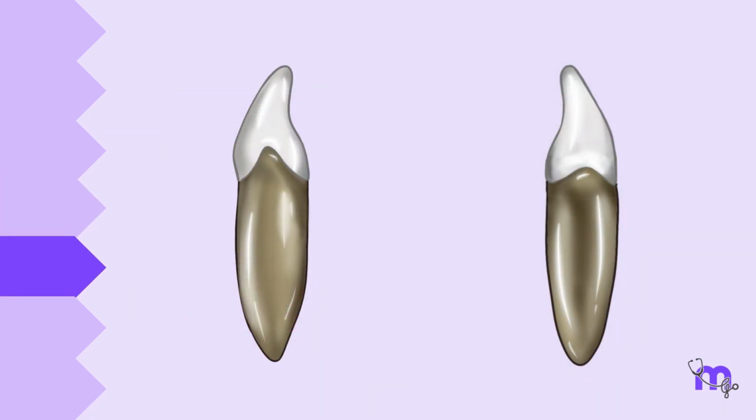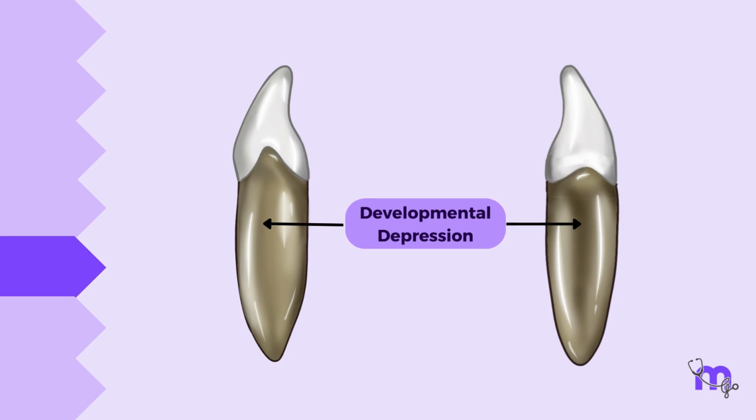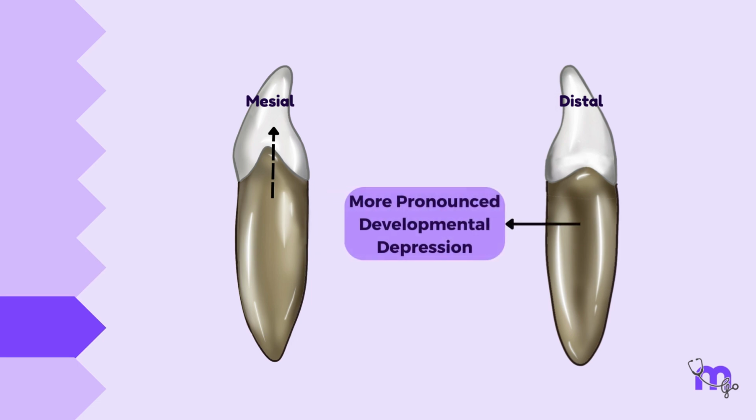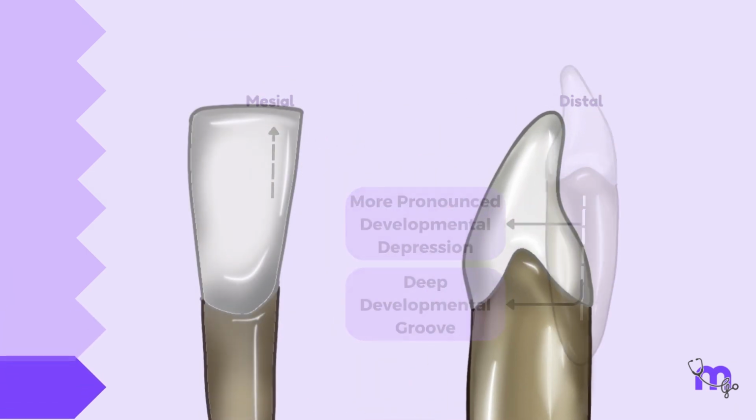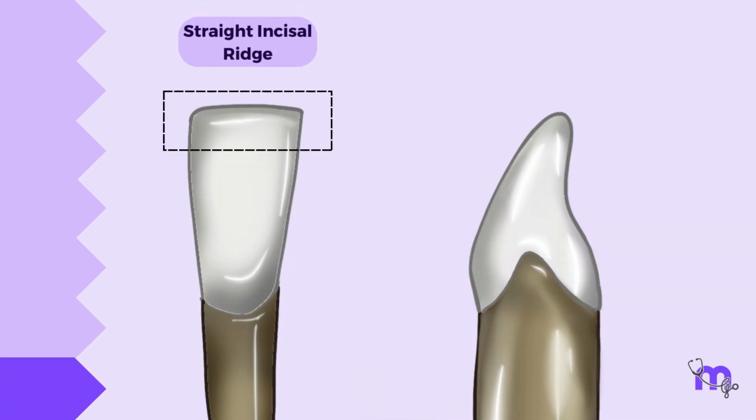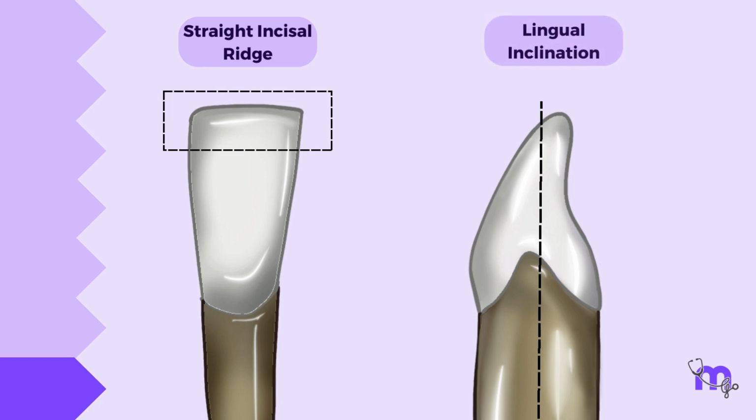There is a presence of developmental depressions on the mesial and distal aspect of the root that extends to the cervical and middle third of the crown. The depression on the distal aspect is more pronounced with a deep developmental groove. The incisal ridge is straight and it has a lingual inclination.